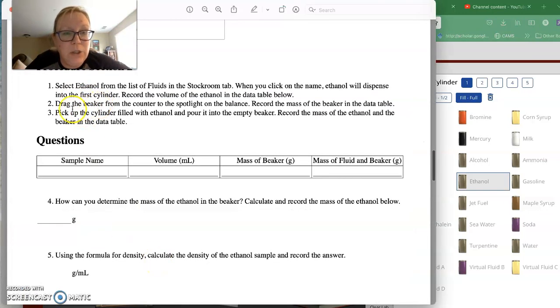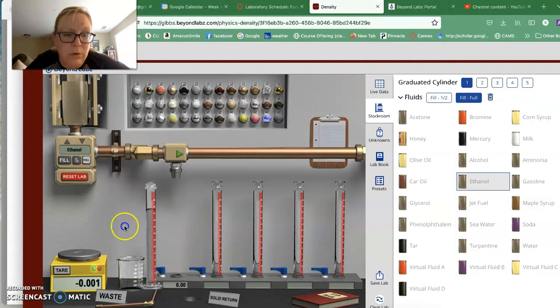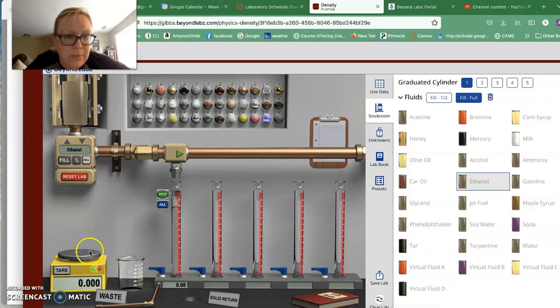And what this says is you can drag the beaker from the counter to the spotlight on the balance. So again, if you want to drag, you just click here, and then you can click and hold and drag this around. You can put it on the balance there. So just kind of be aware of that. If that broke up for just a second, it's because I was so excited about dragging the graduated cylinder everywhere that I hit the pause button on the side.